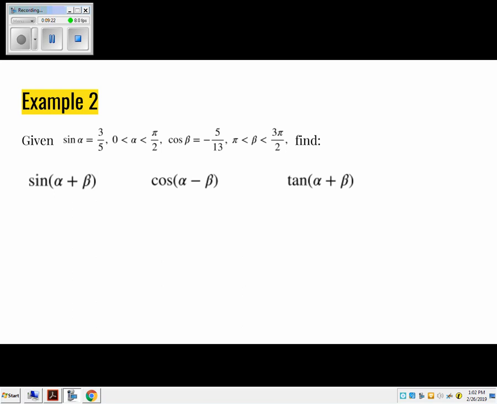So I think a picture goes a long way on this. First of all, it says that alpha is between 0 and pi over 2. What quadrant do you think that is, between 0 and pi over 2? Where's that at? It's the first quadrant.